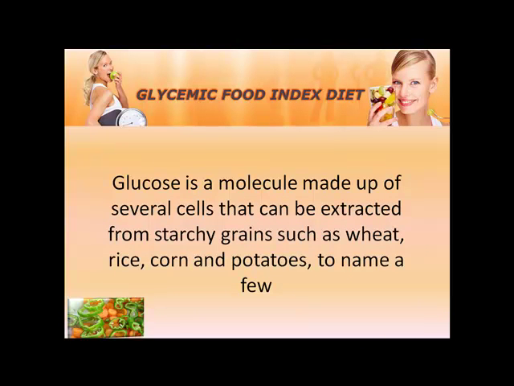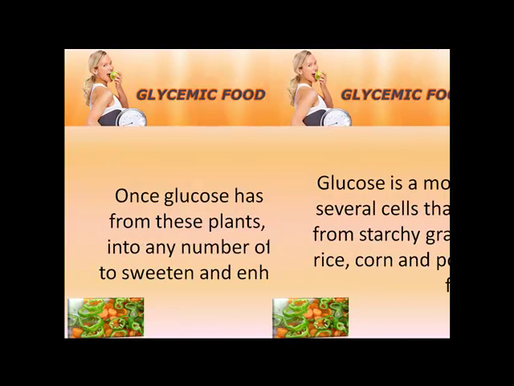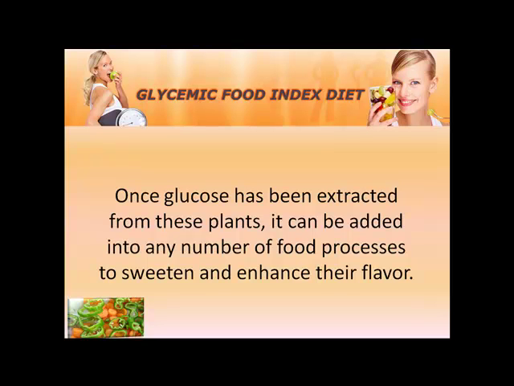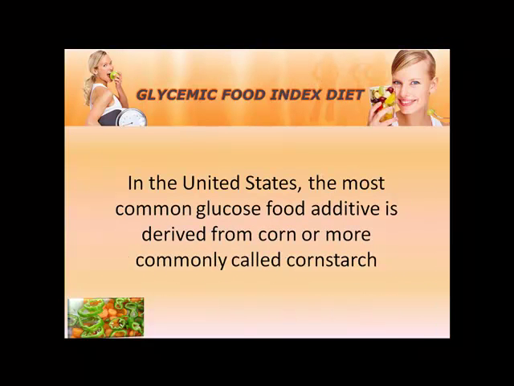Glucose is a molecule made up of several cells that can be extracted from starchy grains such as wheat, rice, corn, and potatoes, to name a few. Once glucose has been extracted from these plants, it can be added to any number of food processes to sweeten and enhance their flavour. In the United States, the most common glucose food additive is derived from corn, or more commonly called cornstarch.